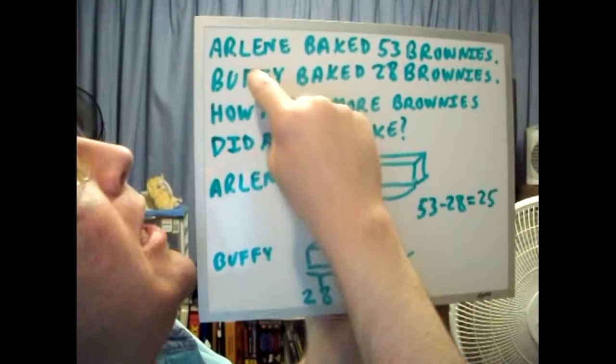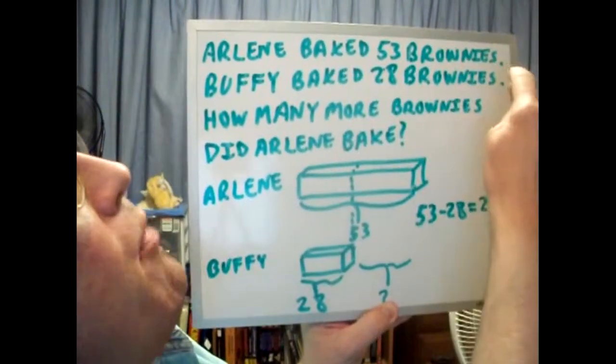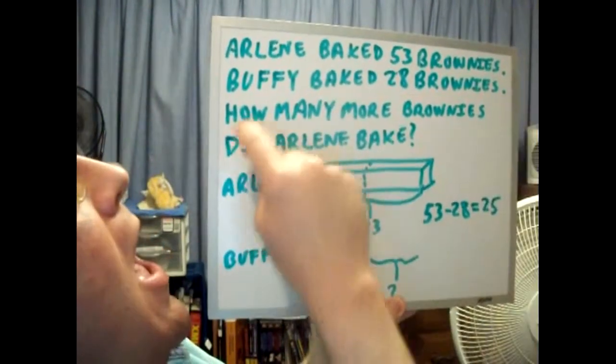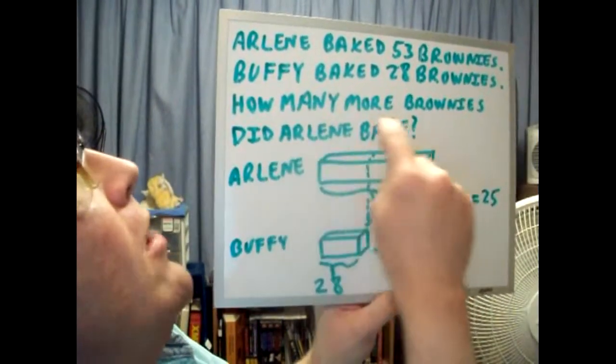I'm now going to continue my video series on elementary mathematics with a second grade Common Core word problem. Here we go. Arlene baked 53 brownies. Buffy baked 28 brownies. How many more brownies did Arlene bake?